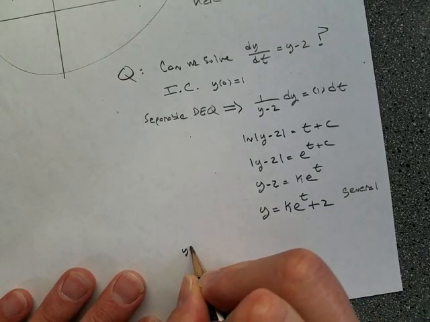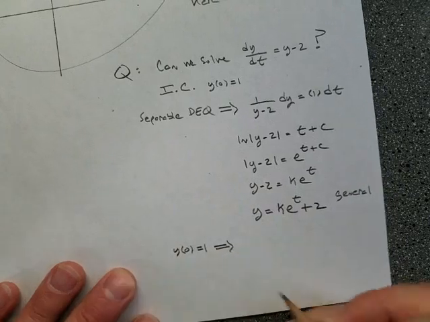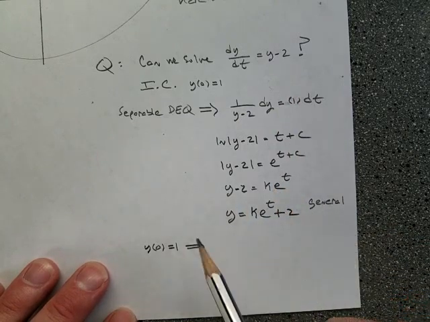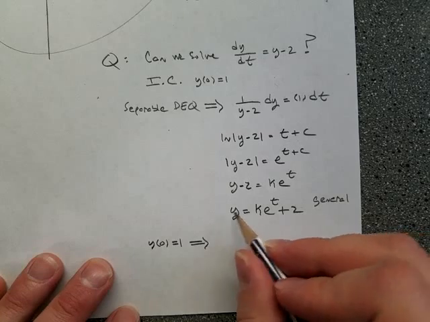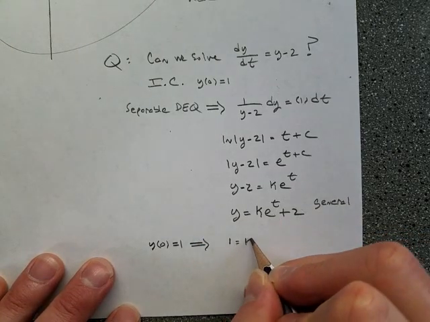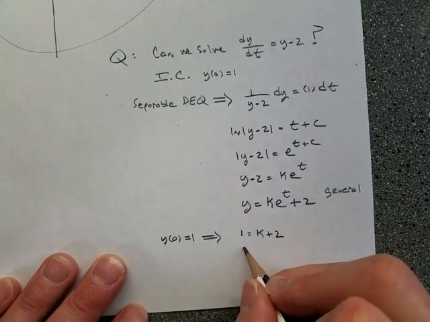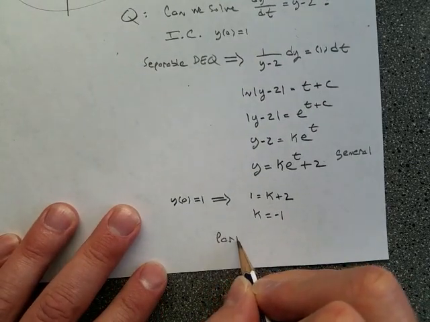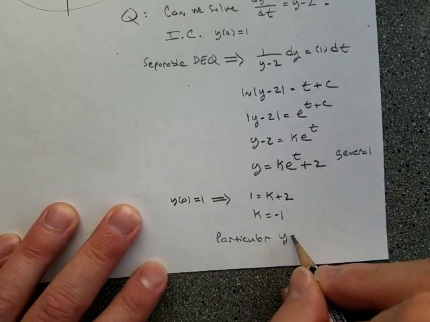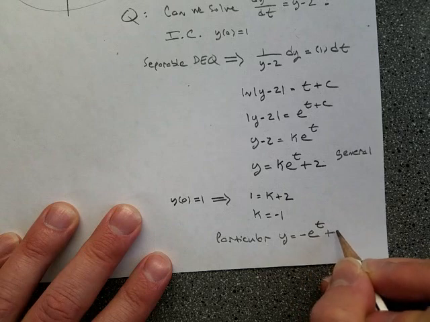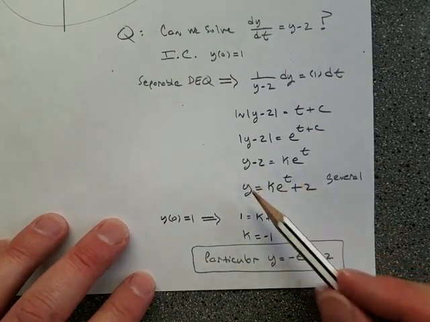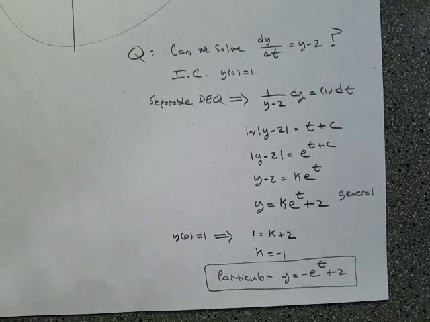Now, k is a constant. If y of 0 is 1, I can turn a general solution, general meaning that any solution takes this form, into the particular. So I get 1 is k plus 2. If I did that, I would find k to be negative 1. So what's the particular solution? y is equal to negative e to the t plus 2. Okay, that's the particular. That's the solution that abides by the general, but has this particular point on it, which you can verify: if t was 0, y would be 1.